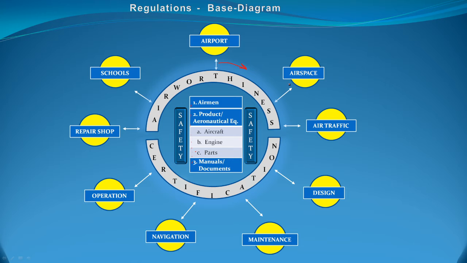Next, we are flying through space, right? Aerospace. Next, air traffic. Design. By all means, before we send this aircraft, this product, to operation, it must be safe, airworthy, and meet and pass all certification requirements and tests during design and development. Same story with maintenance, navigation, by all means operation, repair shop. All these three items, safety, airworthiness, certification, should be in place.